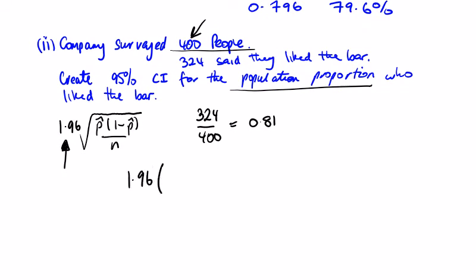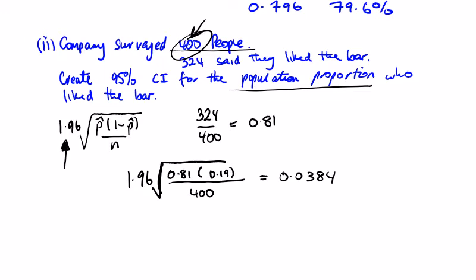So this p hat is the population, and this is the square root, the success of it, the 1 minus that, so these numbers have to add up to 100, so 0.19, and 400 people were surveyed, so 400 on the bottom. So we type that into our calculator, we get 0.0384. So what we do is we add that onto 81, and we take it away from our 81.